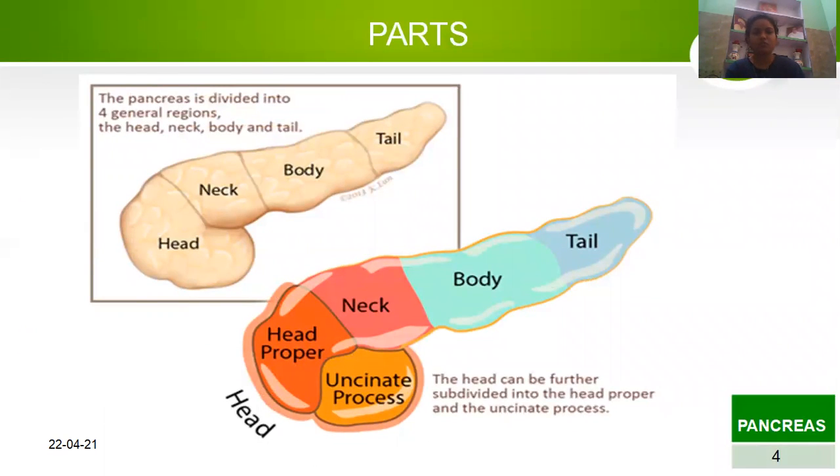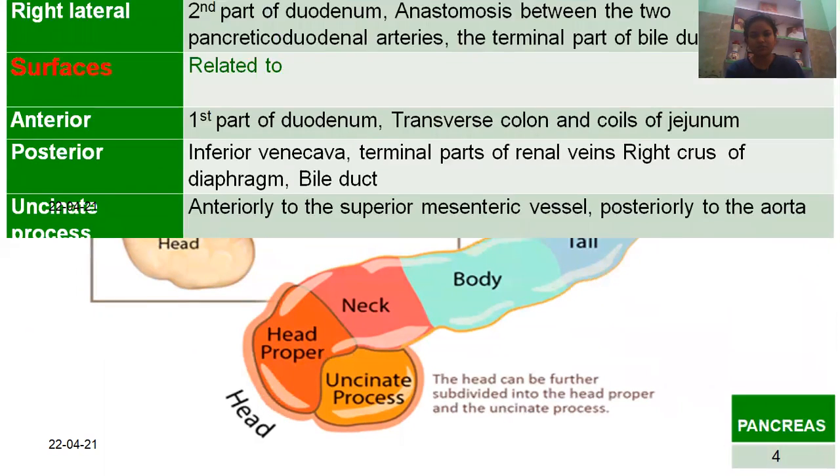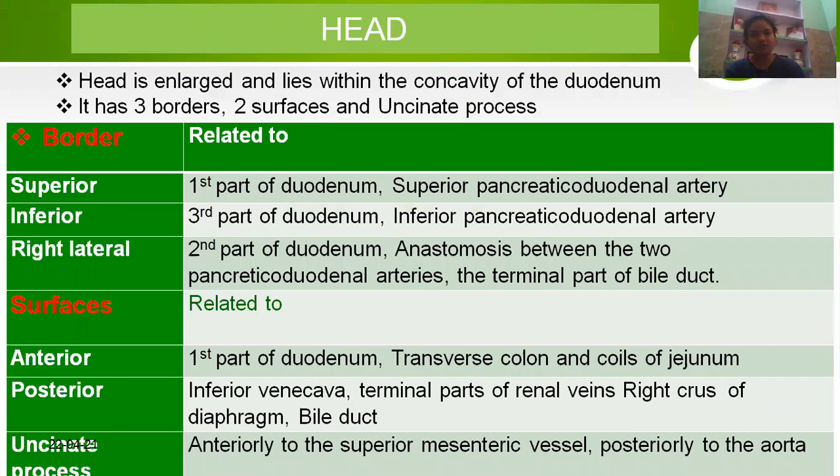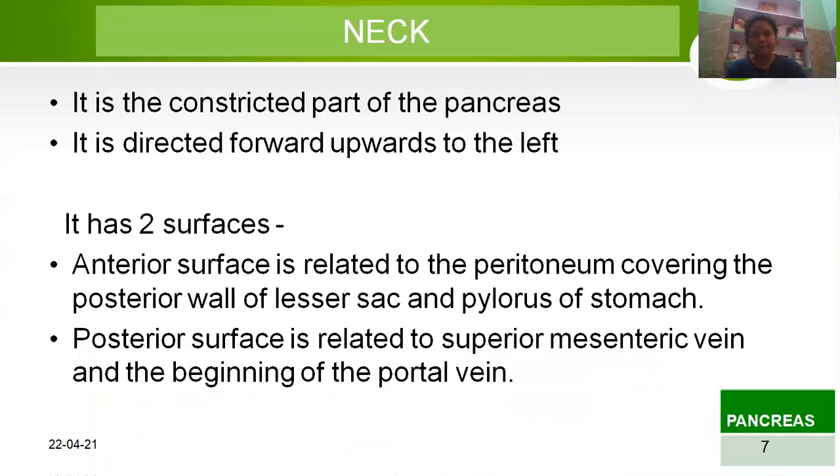It is divided into four parts: head, neck, body, tail. The head is further divided into head proper and uncinate process. And the head has three borders, two surfaces, and one uncinate process, which is also related to the other surrounding structures.